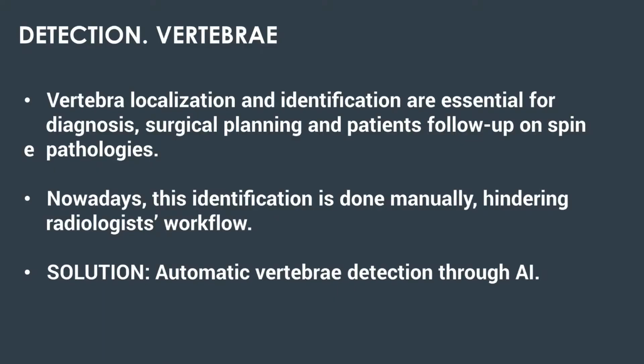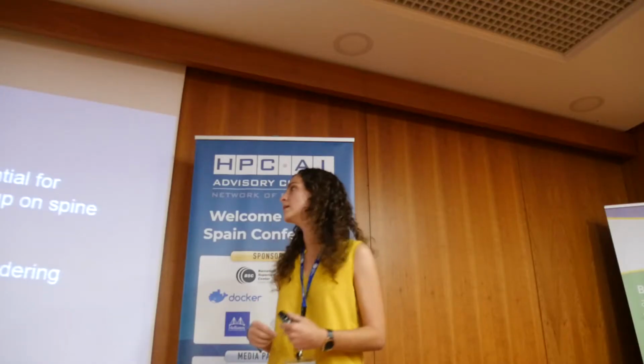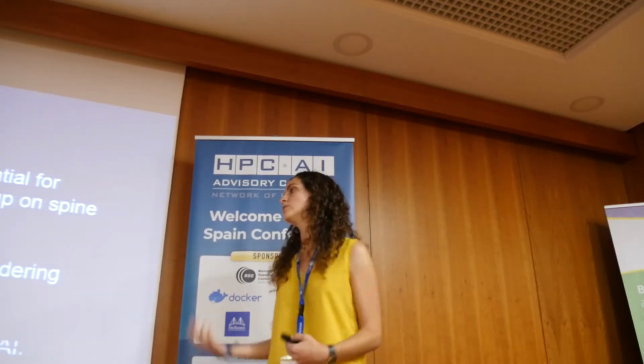Now we are going to see another problem, which is the detection of the vertebra on an image, where each vertebra is. Because the vertebra localization and identification are essential for the diagnosis, the surgical planning, and the patient follow-up on spine pathologies. Nowadays, this identification is done manually, hindering radiologist workflow. So the solution that we propose is the automatic vertebra detection through AI.